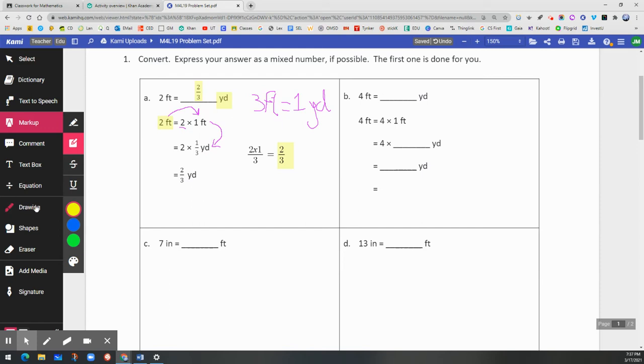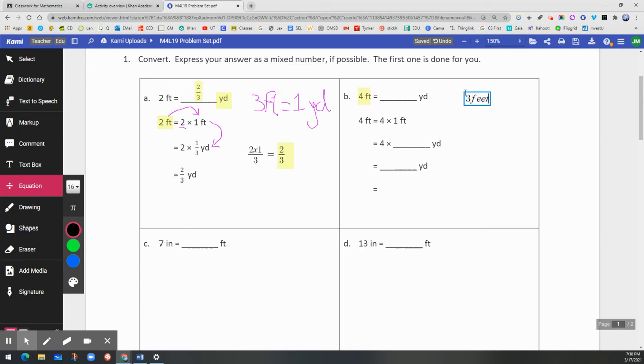All right, let's get engaged on one of the problems. So now, let me do the markup first. Here, they want us to convert 4 feet into yards. Once again, you have to remember this information: 3 feet equal 1 yard. You always have to remember this. You have to find this equivalence.